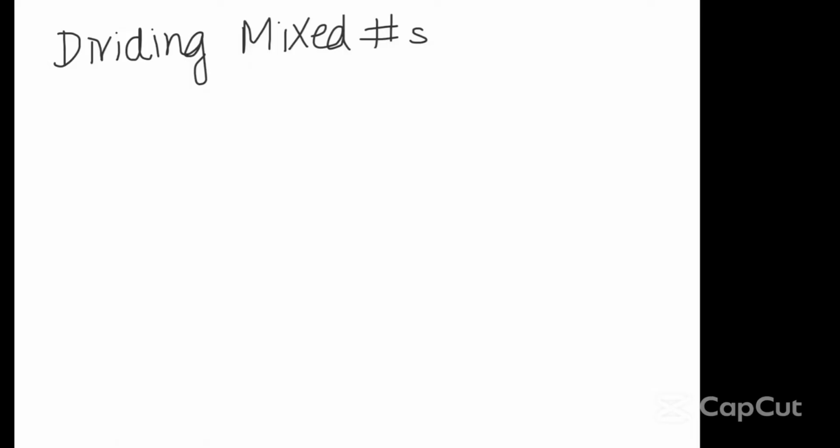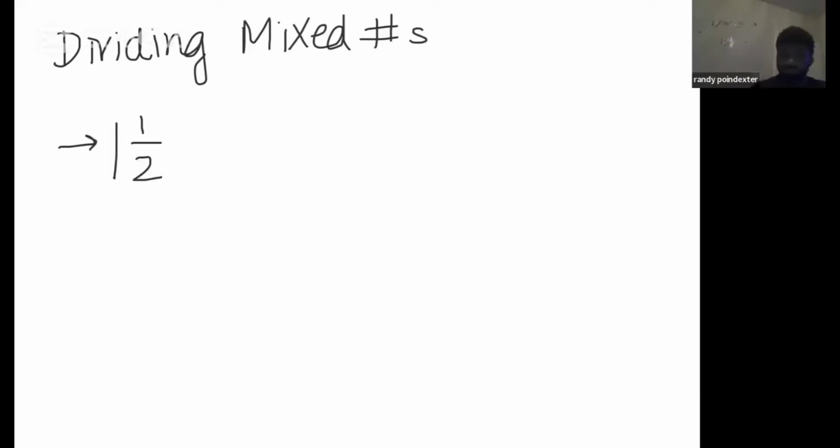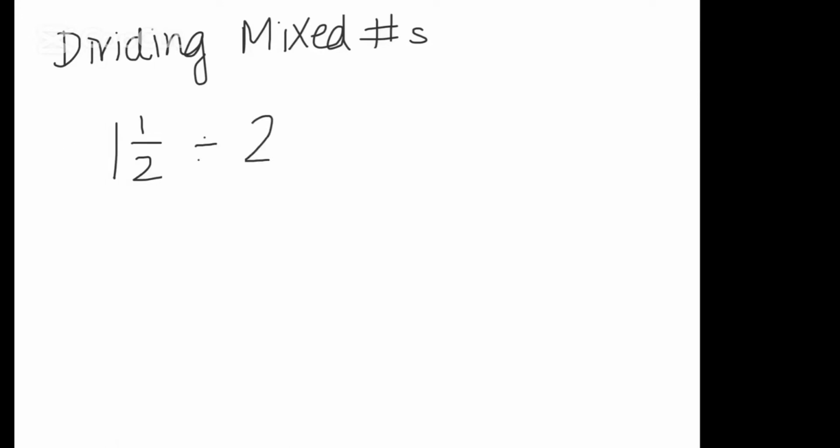All right, so let's talk about mixed numbers. I'm not sure who it was, I already forgot, I'm sorry, but somebody asked for me to explain how to divide mixed numbers. When we're dividing mixed numbers, what we have is a whole number with a fraction, okay? And it's going to look something like this. Let's say it looks like that, okay?